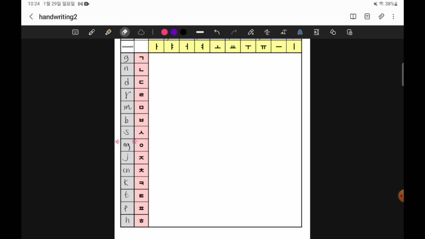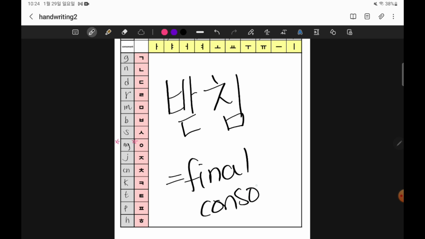Very good job, everybody. You got this. And now you can read actual words in Hangul. Next time, I'll teach you 받침. It means final consonant. It takes so much time to explain the rules about 받침, but I will teach you in the easiest way. So I will teach them in a separate video next time.